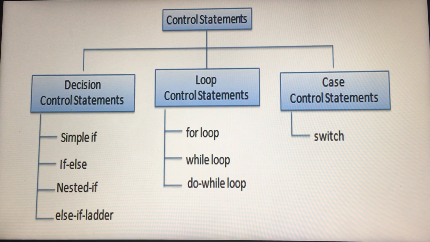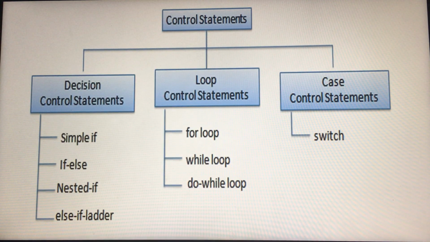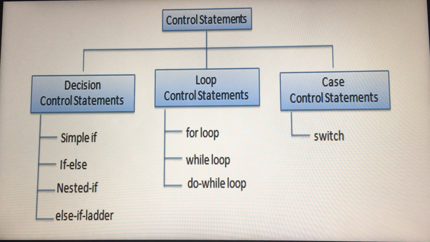So these are the control statements. As you see, there are three types: decision control statements, loop control statements, and case control statements. For decision, it's simple if, if else, nested if; else if ladder is not important for now. So let's look at the first three, and then for loops: for loop, while loop, and do loop. Case control statements are also not that important for now, so let's look at the initial basic stuff. So let's look into the examples.